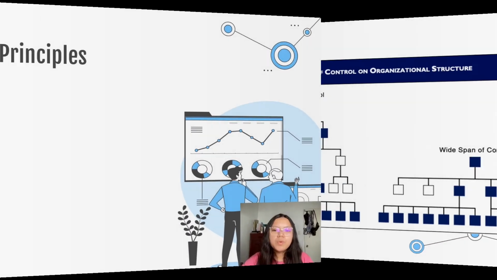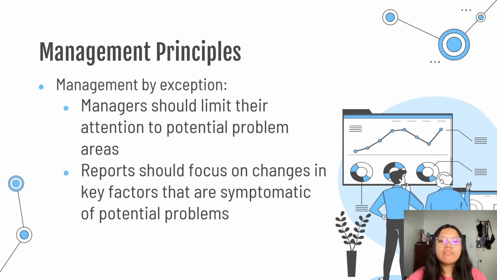So, we have the principle of management by exception. It suggests that managers should limit their attention to potential problem areas rather than being involved with every activity or decision. Managers thus maintain control without being overwhelmed by the details and information. So this principle impacts our management system in that the reports they need should focus on the key factors that are symptomatic of potential problems, and the unnecessary details that may draw attention away from the important facts should be excluded from the report.